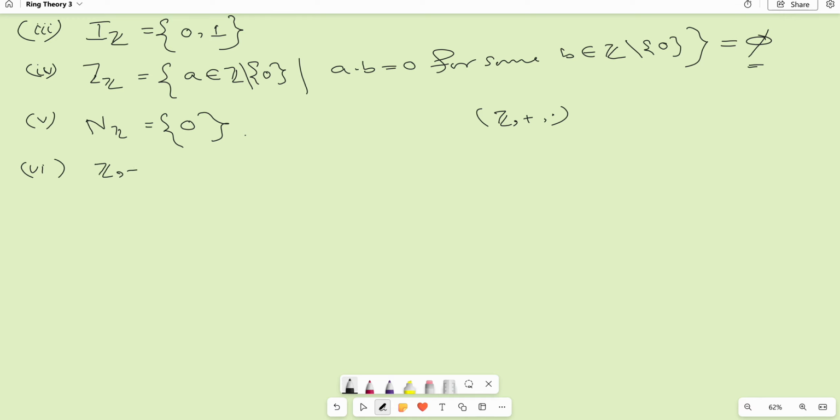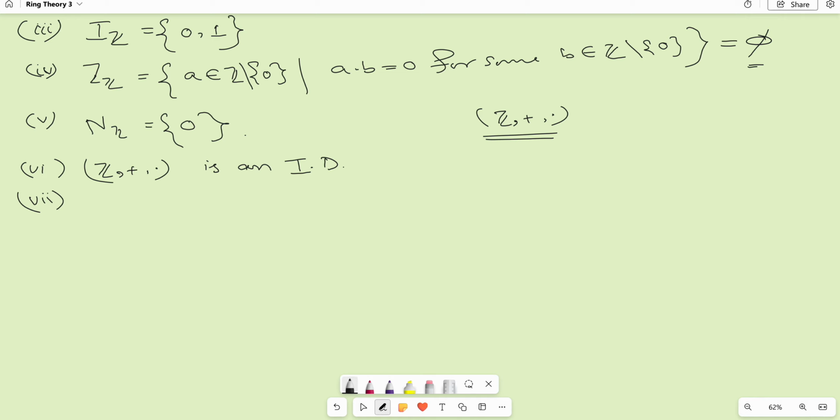So Z plus dot is an integral domain, ID, right? Because Z plus dot has no zero divisor, and what is the definition of integral domain? A commutative ring with unity is said to be an integral domain if it has no zero divisor. And Z plus dot has no zero divisor because the set of zero divisors is empty. That is why this is an integral domain, right? So this is, yeah, the 7 properties. Is it a division ring?